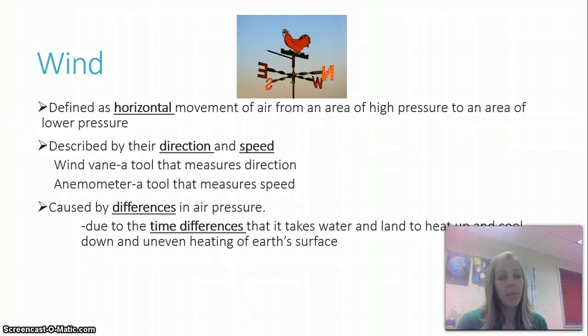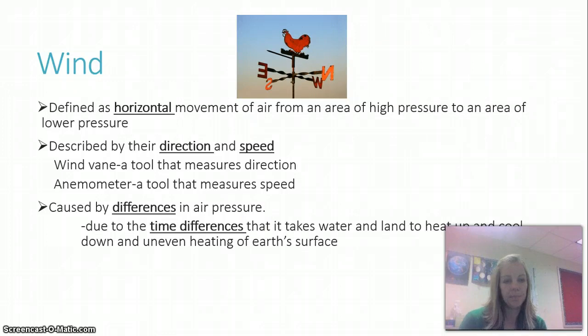So the anemometer is also a tool that measures wind speed. So oftentimes when you're listening to the news and they're giving a weather forecast, they might mention the wind speeds. I know in the past couple weeks we've had higher wind speeds, and so you've probably seen those on the forecast lately.